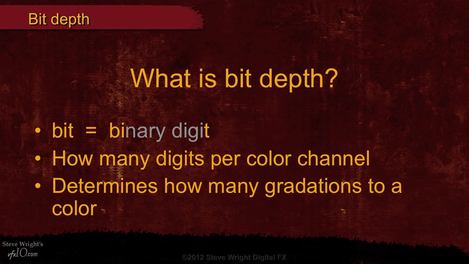Now, bit depth means how many binary digits you have per color channel. So if there's 8 bits per color channel, that's the bit depth. And bit depth determines how many gradations you have to a color.